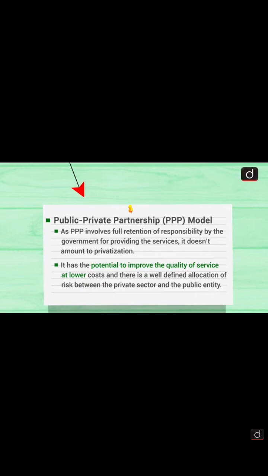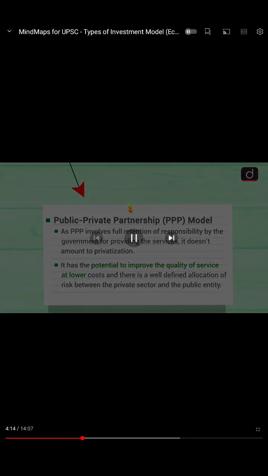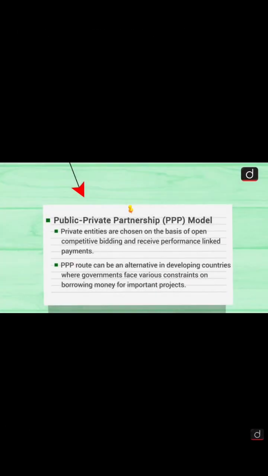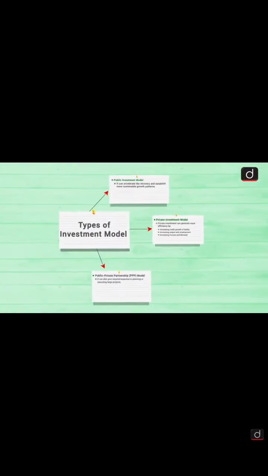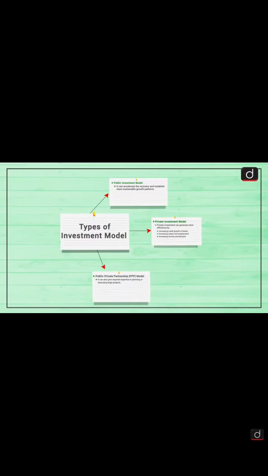Also, if we go to another slide, we'll check that private entities are chosen on the basis of open competitive bidding. Bidding has to be done, and they receive performance linked payment. The PPP route can be an alternative in developing countries like India, where government faces various constraints on borrowing money for important projects. It can also require expertise in planning or executing large projects. So the types of investment model, we know, are private model, public model, and PPP model.